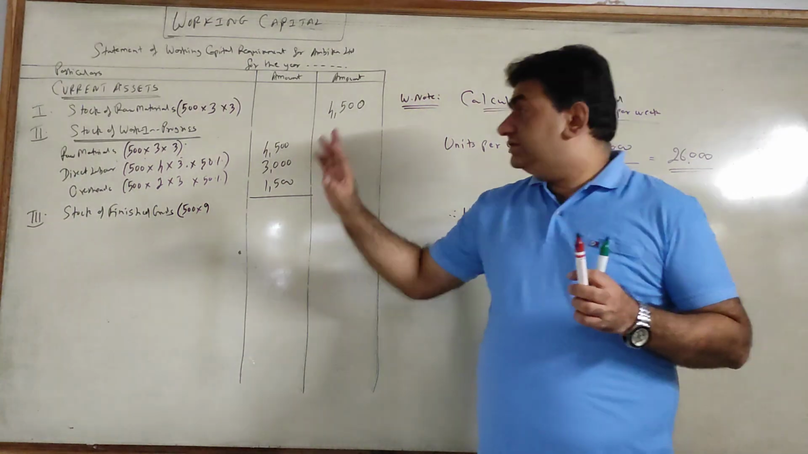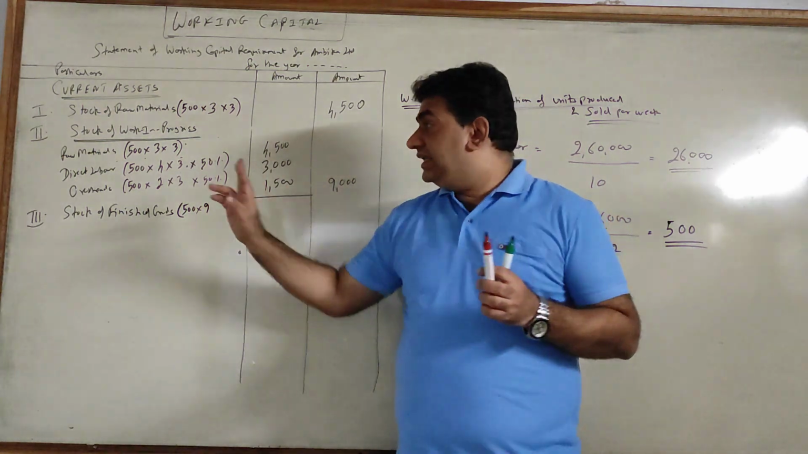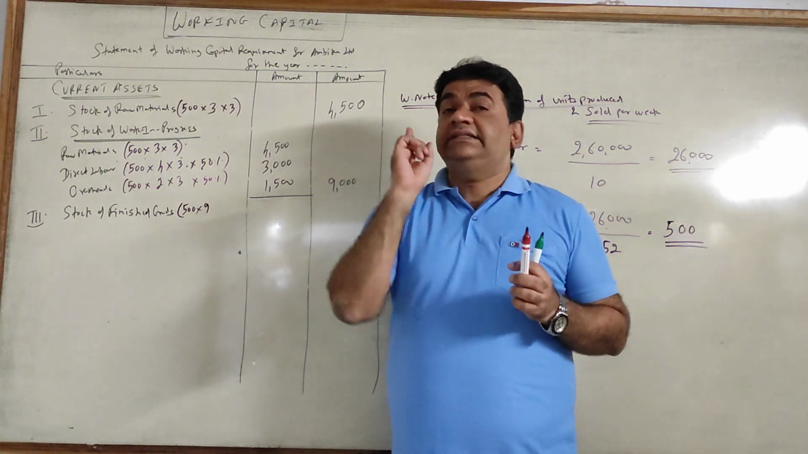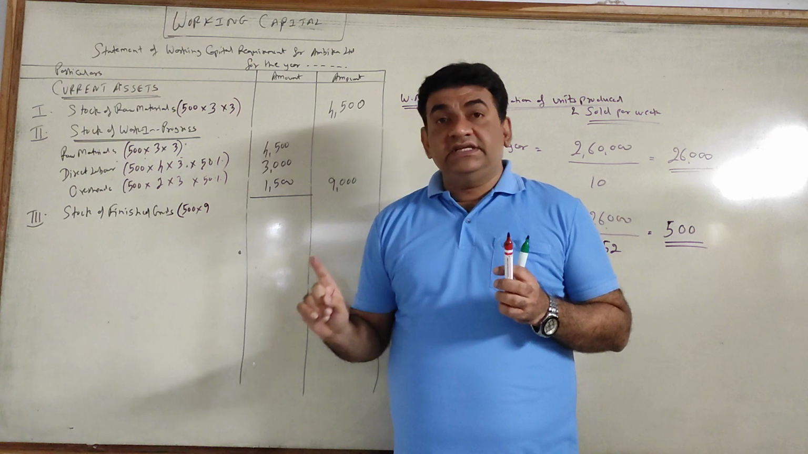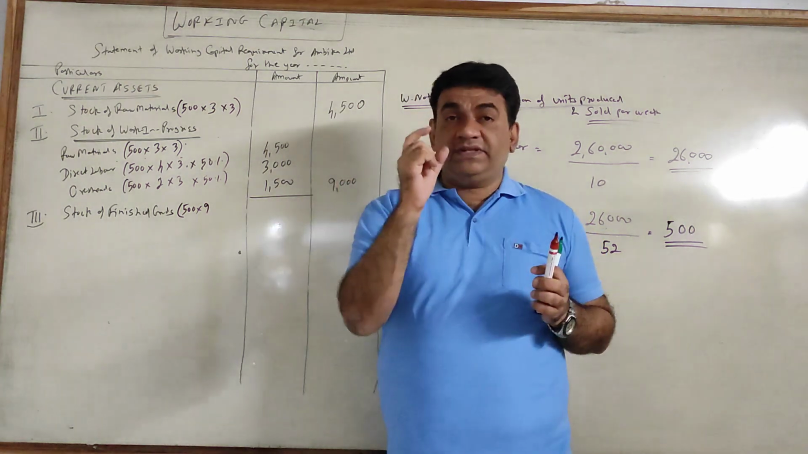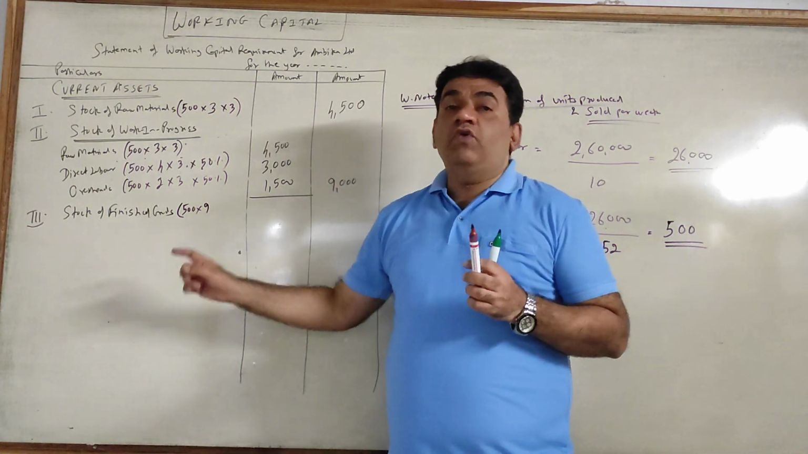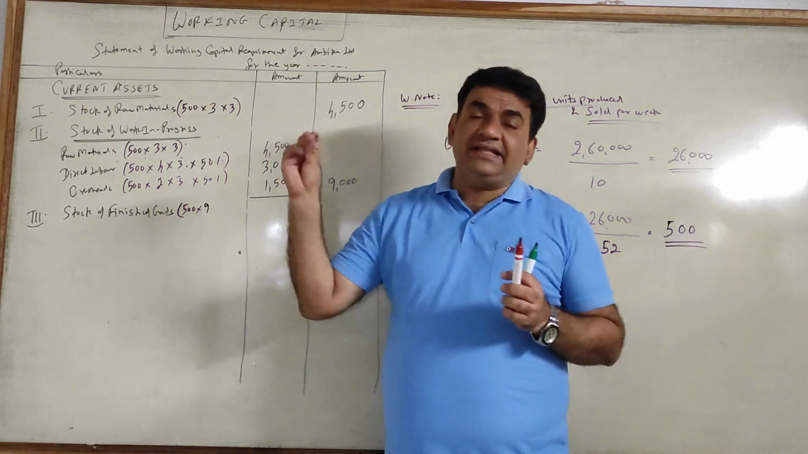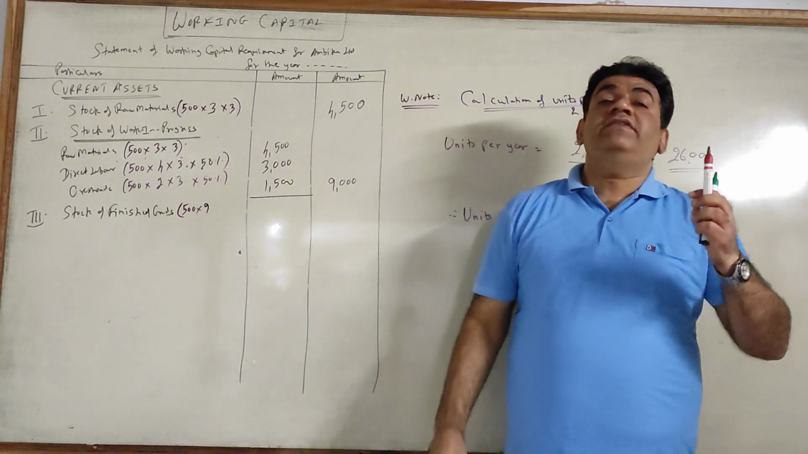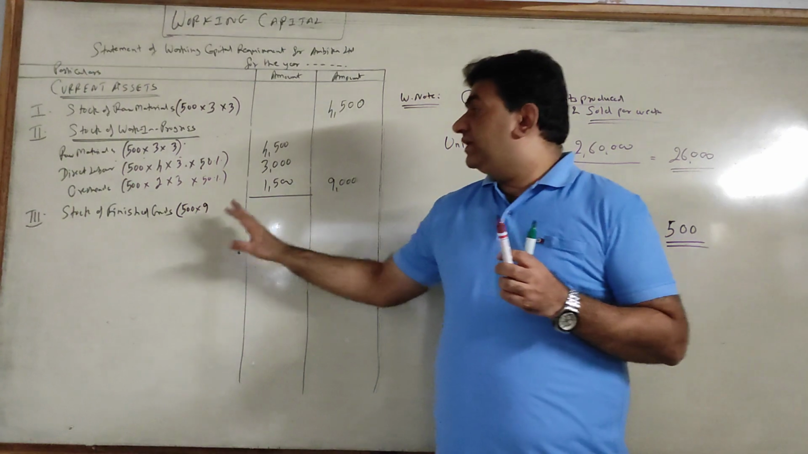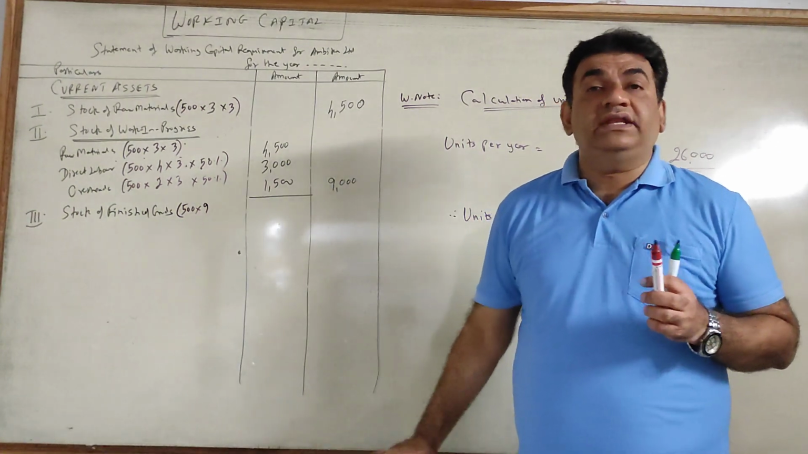Getting it? When I say raw material, labor, overheads, in this case, there are one or two exceptions where those expenses won't be a part of finished goods. That I will tell you when we come to that relevant sum. But right now, this is more than enough.